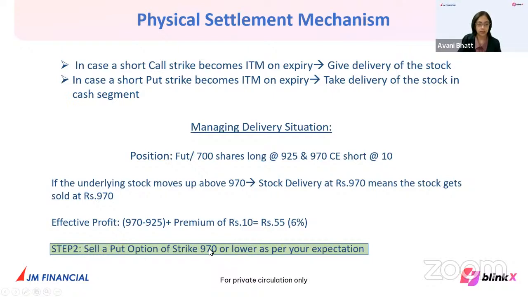So sell a put, strike of 970 and lower. कि मान लो आपकी डिलीवरी चली गई है 970 में, स्टॉक सेल हो गया है 970 में, बट आपको थोड़ा सा प्रॉफिट उसमें भी करना है, ट्रेडिंग प्रॉफिट करना है, तो आप 960 का पुट भी बेच सकते हो, या आपको सेम भाव में खरीदना है वापस, तो आप 970 का पुट बेचना स्टार्ट कर दो. What will happen now?